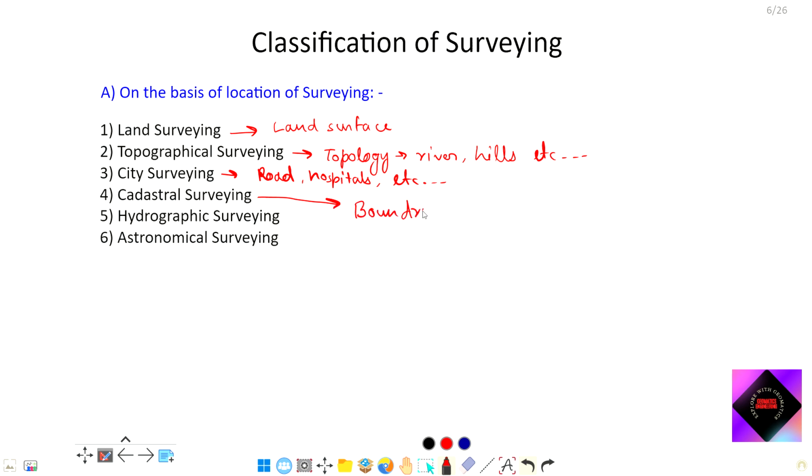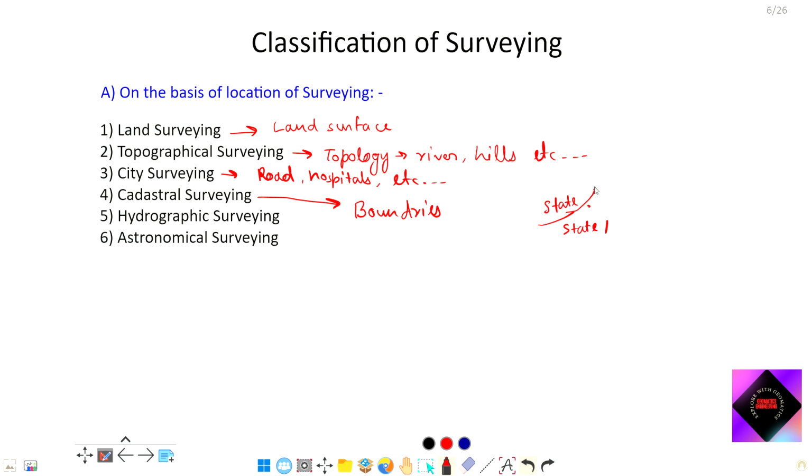All the boundary maps you see, for example, a state boundary map between two states, state 1, state 2, you will see a boundary. So the map created in this kind of thing, where a boundary is decided to separate property, or separate the two states or the two countries, is known as a cadastral map.